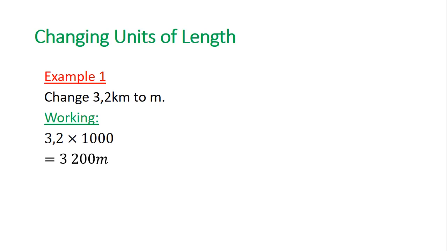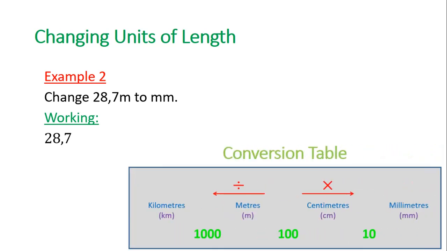Let's look at example 2. Change 28,7 meters to millimeters. Again, we write down our 28,7. We bring in our conversion table. Now, we want to go from meters all the way to millimeters. See that you have to go from meters to centimeters and then centimeters to millimeters. Yes, you can do it in one step if you want, but for the sake of this video I'm going to do it in 2.